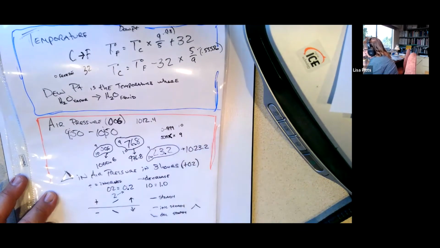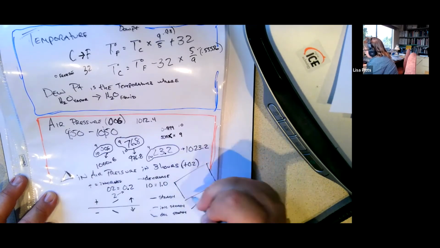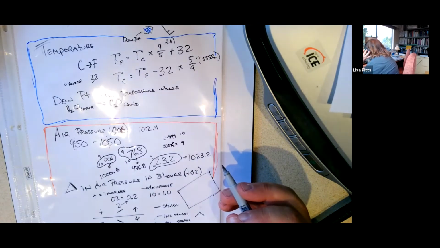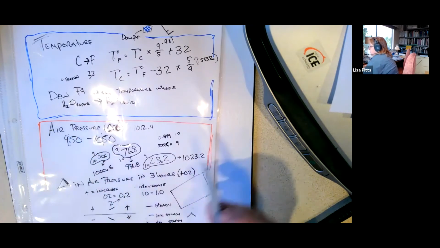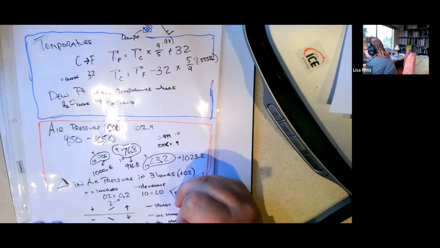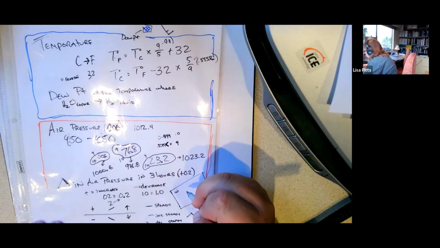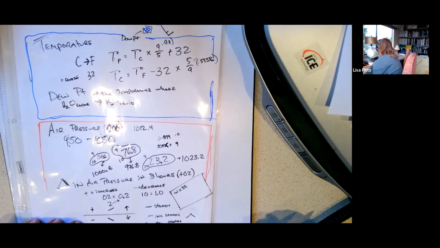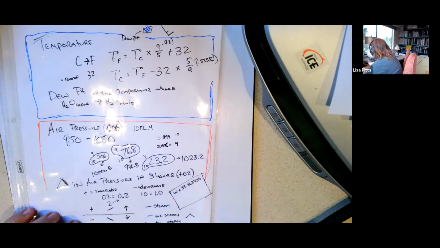So I'm just going to create a little separate box here for the formula for converting from inches of mercury to millibars, because these are in millibars. So if you're given inches of mercury, you're going to take the number of inches and you're going to multiply it by 33.8637, 26.